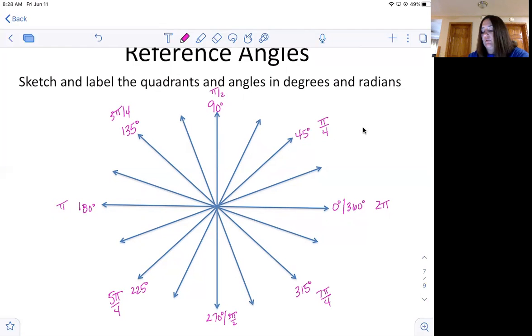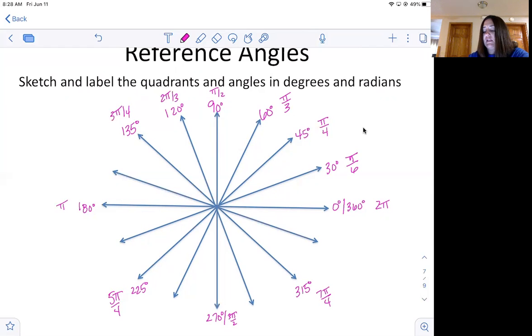So now let's do the 30 degrees. 30 degrees we know is pi over 6. If we go another 30 degrees, we're actually at 60, which would be 2 pi over 6, or pi over 3. We go another 30, we're at 90. Another 30, we are at 120, which would be 2 pi over 3, if you think of it.